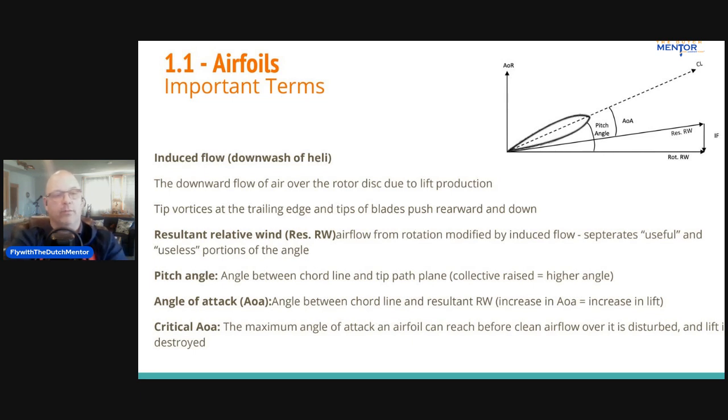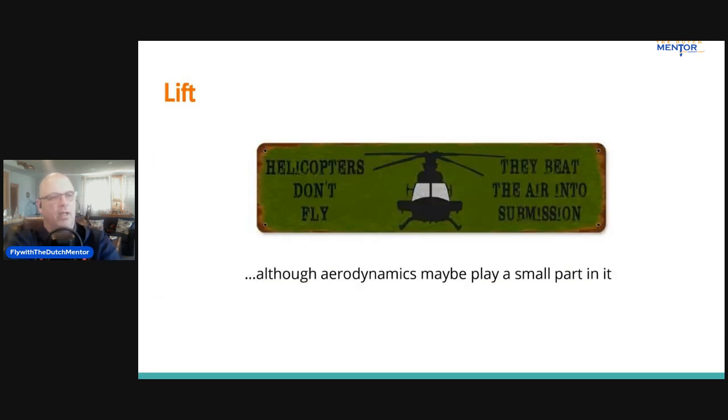RW, relative wind. And then the critical angle of attack is the maximum angle of attack an airfoil can reach before clean airflow over it is disturbed and lift is then destroyed. And that is really the key when we talked a little bit about when we go too fast and we feel these vibrations, when we are reaching a point where we have the separation of laminar air. And that causes then a potential negative effect, right? We can call it a nose up, roll to the left type effect.